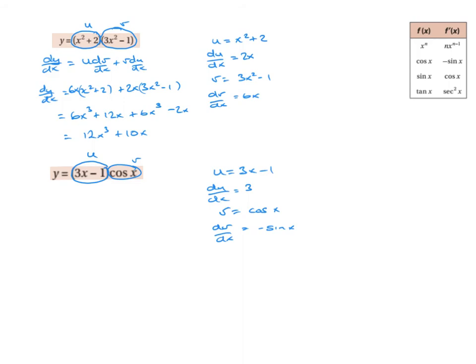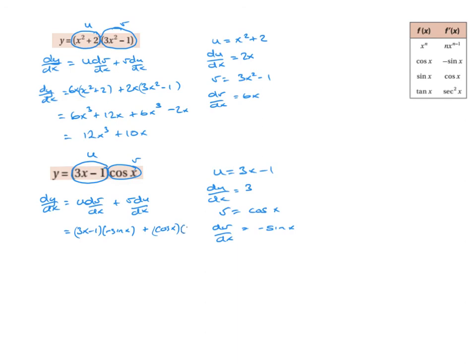Okay, the rule is that dy/dx is equal to u dv/dx plus v du/dx. Let's start sticking in these values. So u, which is 3x minus 1, so 3x minus 1, by dv/dx, which is here, so that's minus sine x, plus, and we have v, which is cos x, multiplied by du/dx, which is 3.